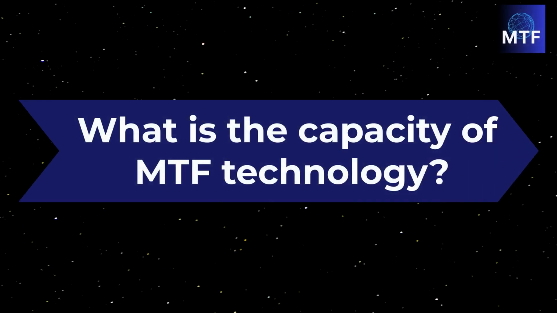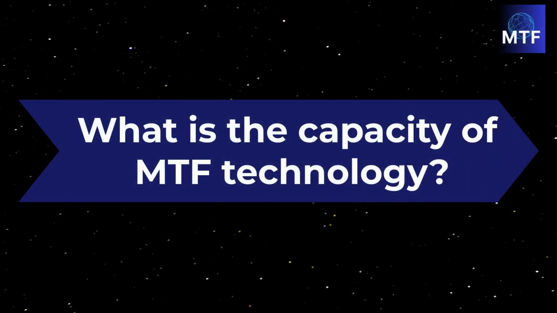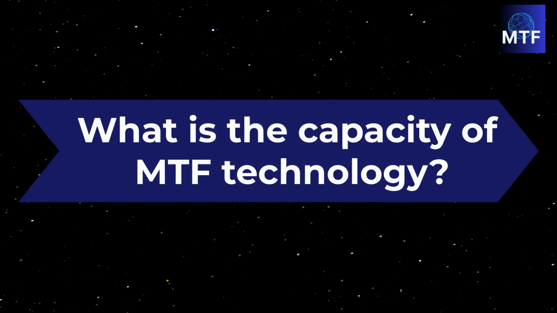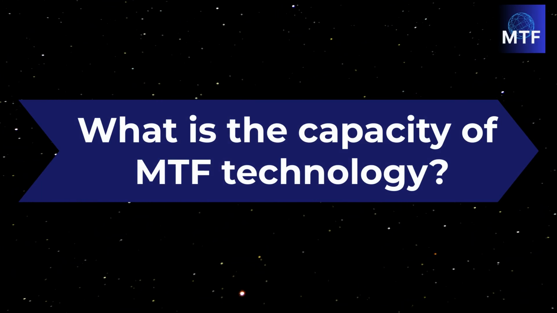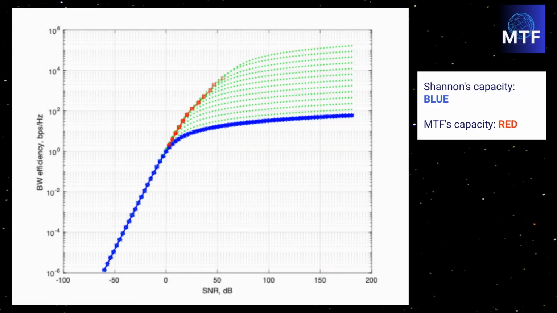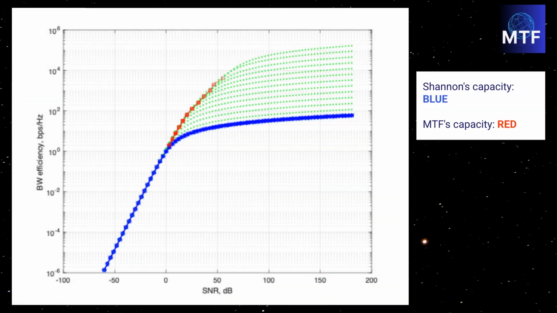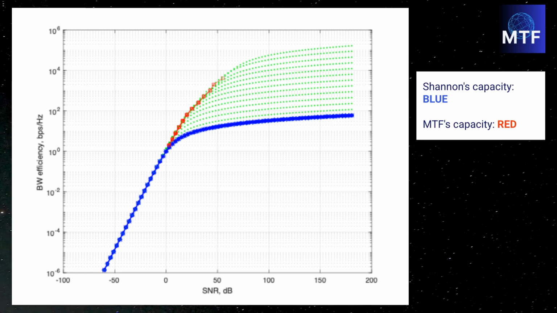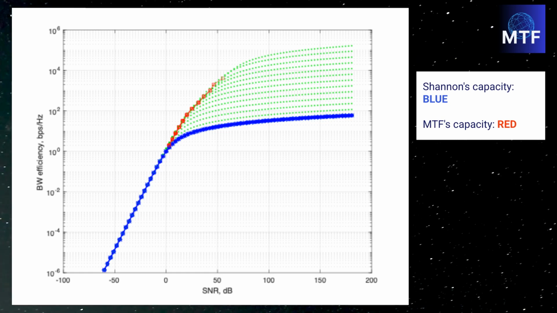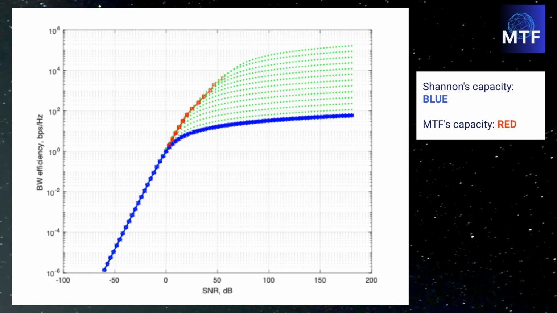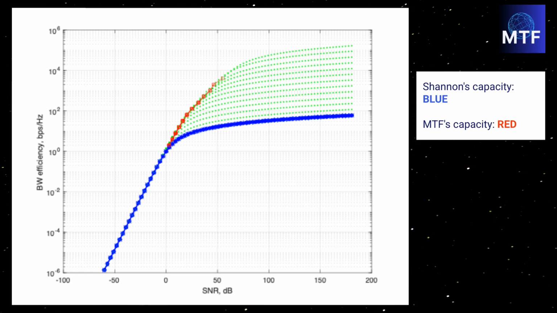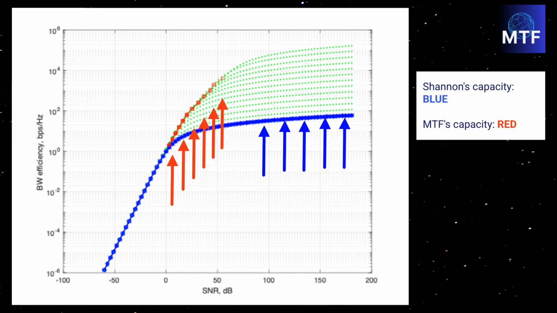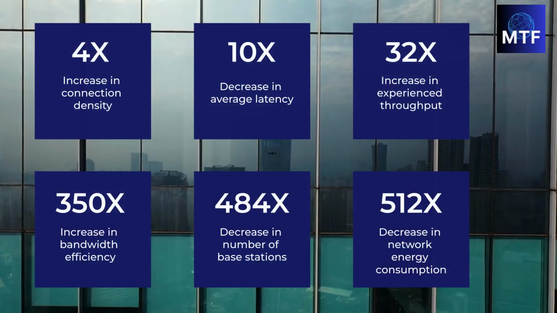Given all this groundwork, expanding, enhancing, and randomizing our channels, we now turn to a key question. What is the capacity of MTF technology? Shannon's capacity formula applies to band-limited systems, but it doesn't hold when a system is time-limited. By leveraging the time-limited nature of our signals and optimizing our pseudo-random code design, MTF technology achieves a significant capacity boost over Shannon's limit. This is illustrated in the figure, where Shannon's capacity is shown in blue and the enhanced MTF capacity in red. Let's discuss the results.